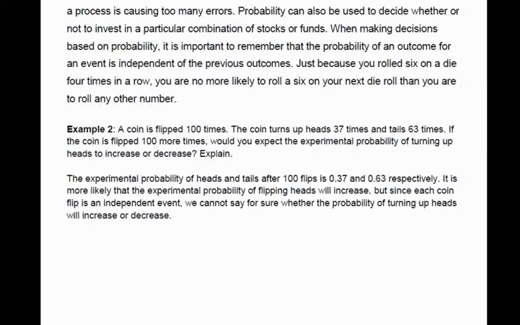But because each coin flip is an independent event, we can't say for sure whether the probability of turning up heads will increase or decrease. We could say that it's more likely, but we can't say you can expect it to happen. It's just a more likely event that will happen.